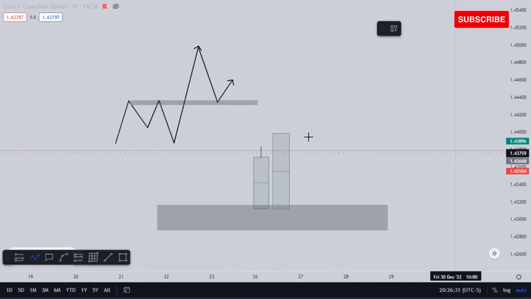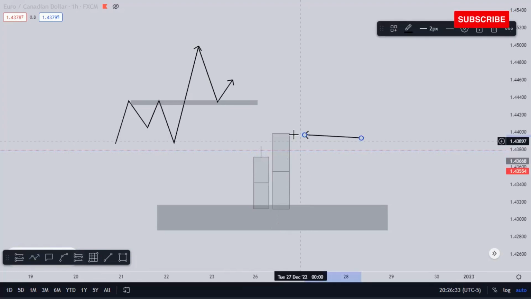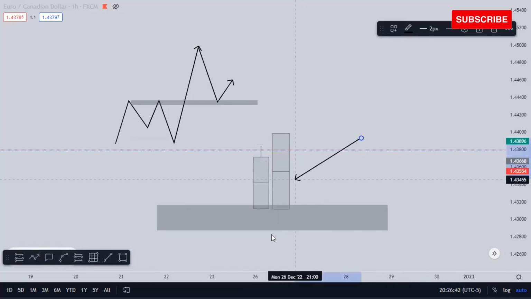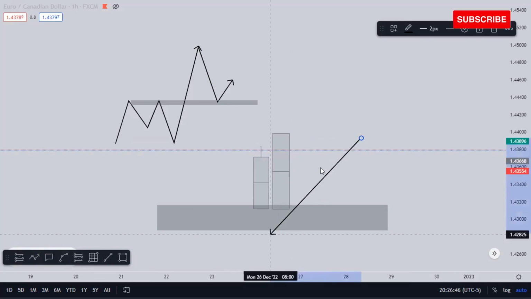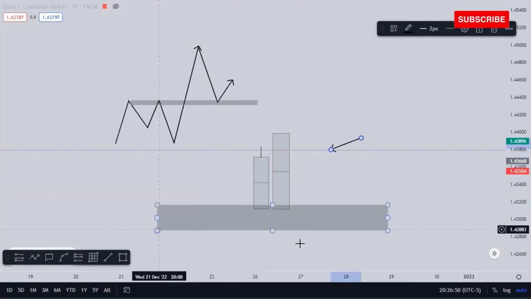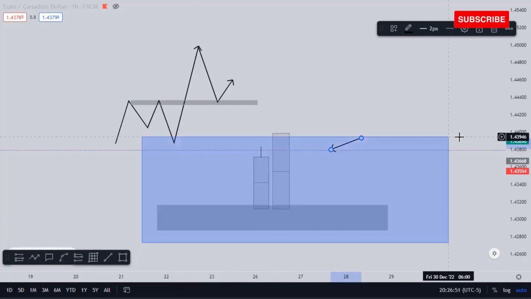Your entry is here. As soon as this candle closes, you enter the market and your stop loss is below your key level. Your stop loss is below your key level all the way down here. Okay, so now I hope you've understood the entry confirmation. When I say wait for confirmation, this is what I mean. So that's just it. There's nothing too complicated about it.